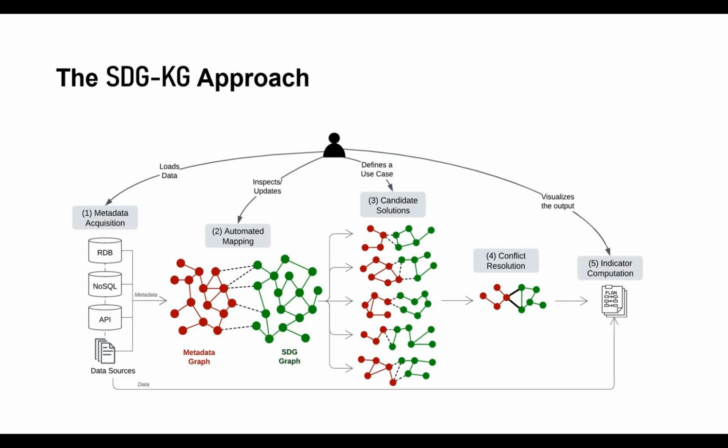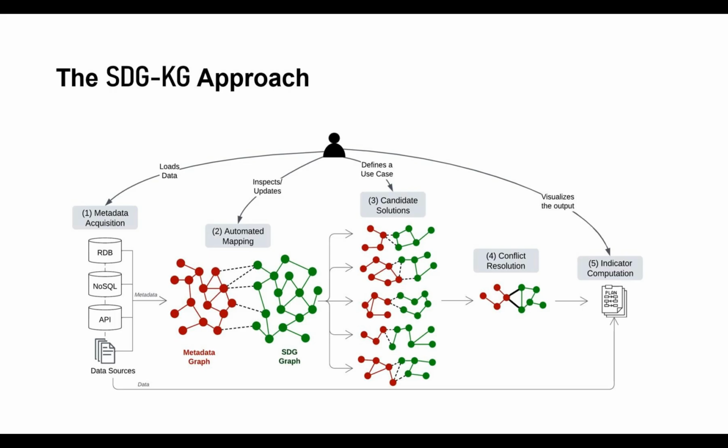First, the process begins with the user's data upload. We extract the schema and build the metadata graph following the OpenSDG format. Next, it automatically maps data attributes to SDG attributes, combining rules with LLMs. The mapping can be reviewed and refined if needed.